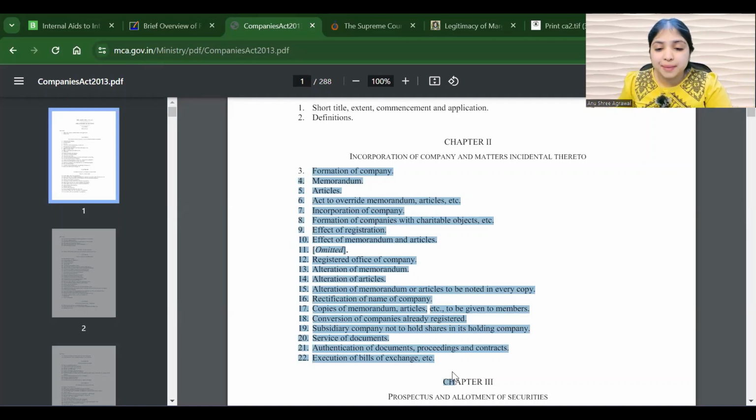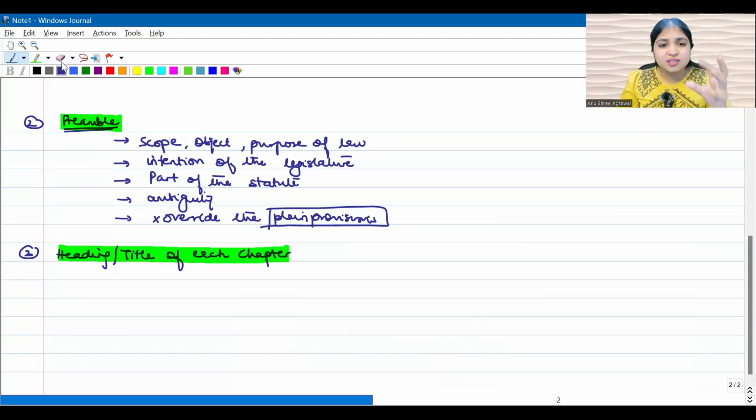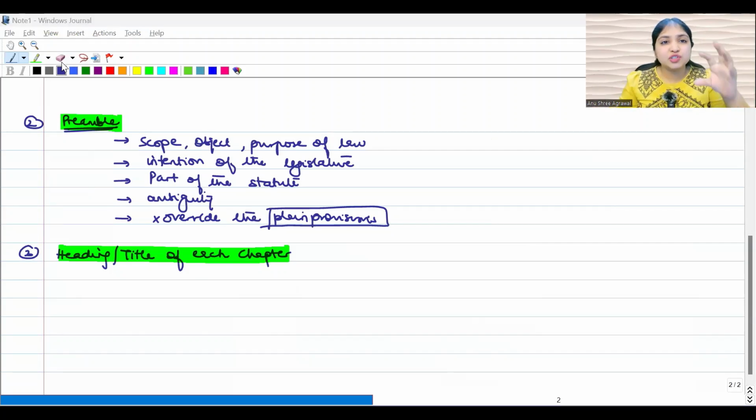All right. Now coming back to my classroom notes over here. So our third internal aid is a heading and title of the chapter. So we know that under the law, sections are grouped together. Sections which belong to one particular topic, they are grouped together under one single heading in the form of chapters. All right. Now, just like how the preamble gives us an introduction to the whole law, same way the heading gives us an introduction for all the sections which are in that chapter.